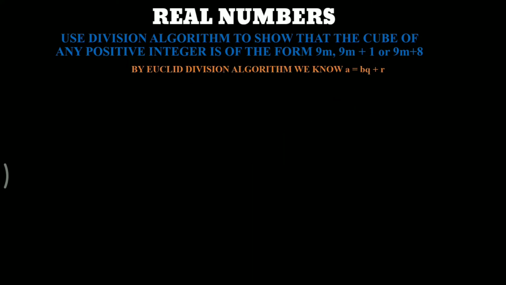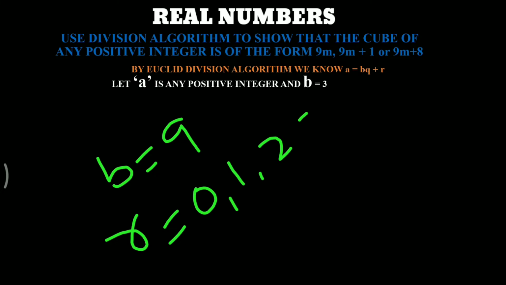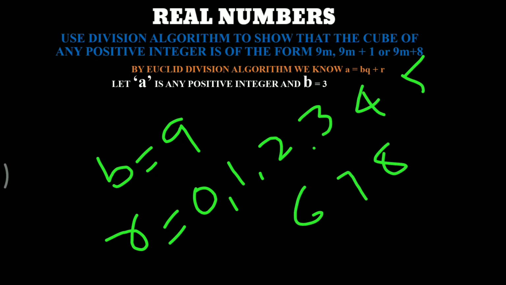According to the given question, I am assuming that the positive integer is a and the value of b is equal to 9. So actually the value of b is 9 according to the given question. Then the value of r will become 0, 1, 2, 3, 4, 5, 6, 7, 8. We get 9 different cases to solve.